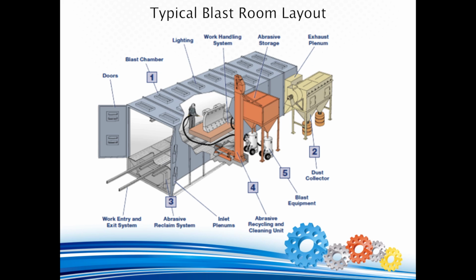To drive the ventilation of a blast chamber, we require a dust collector, item number 2, to provide suction airflow. Besides providing ventilation airflow, the dust collector will also have filtration capabilities to remove dust, fine abrasive media, and contaminants from the reclaimed air prior to venting to the atmosphere. Next on the list of key components would be the abrasive reclamation system, item number 3, which transports spent abrasive media after blasting to the abrasive recycling and cleaning unit, item number 4, so the good reusable abrasive media can be delivered to the blast equipment, item number 5.